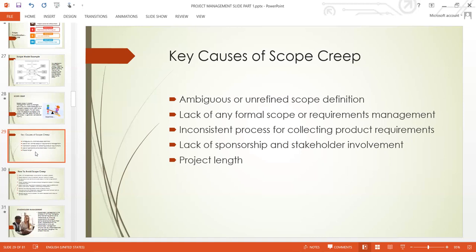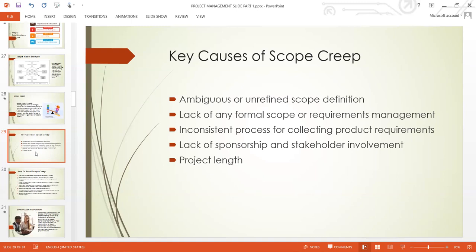Lack of any formal scope or requirement management. Scope management must have a template, a plan. You can't just say, okay, this is it. You must have a validated plan. Company must have a plan. If company doesn't have a plan, try to initiate it: the way you manage your scope requirement.